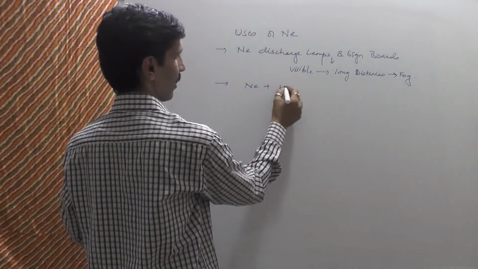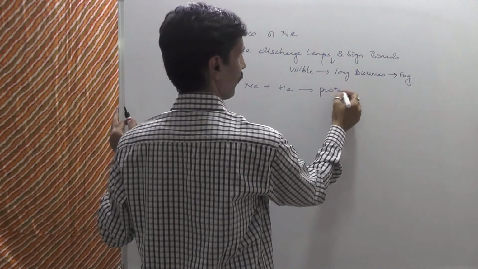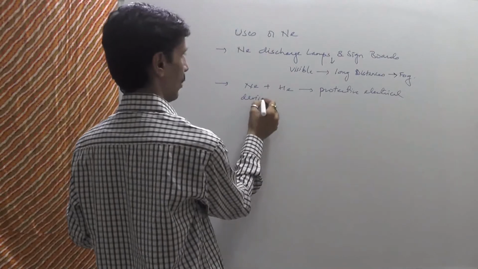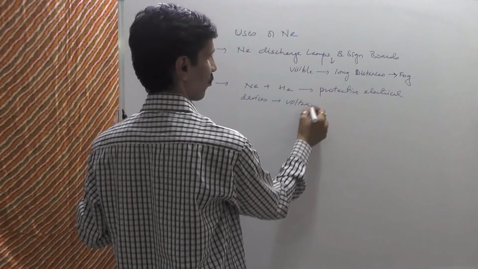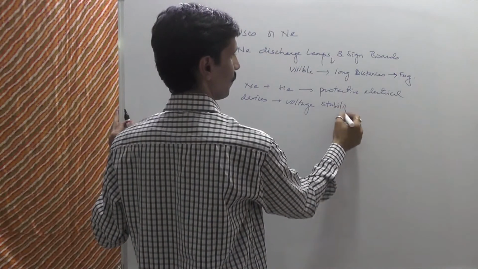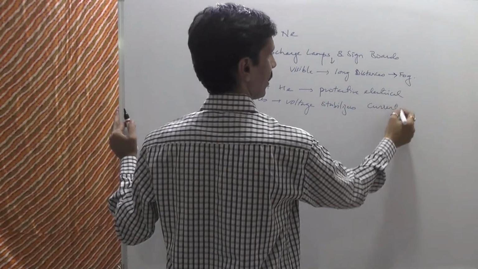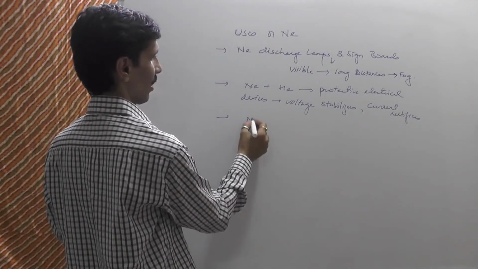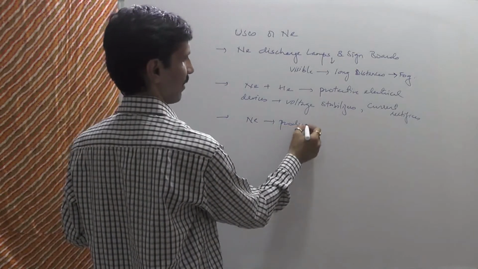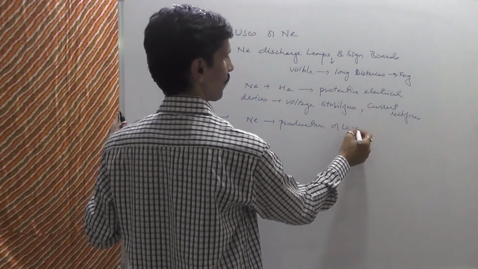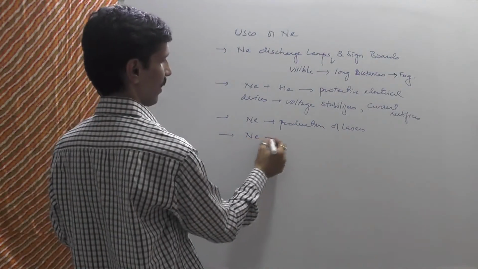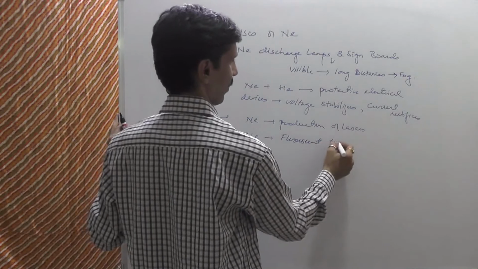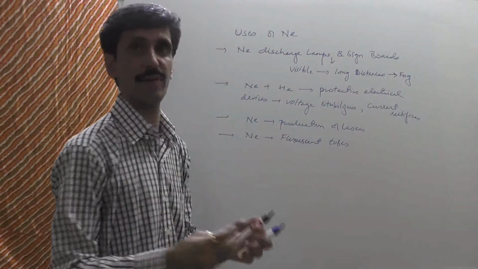Neon and helium together are going to be used in protective electrical devices. कुछ मैं आपको example देता हूं, आप लोगों ने जरूर ये सुना होगा, and that is voltage stabilizers और current rectifiers. Okay, ये devices में इसका इस्तेमाल किया जाता है. Next is, neon का इस्तेमाल किया जाता है for the production of lasers, और आखिर में neon का इस्तेमाल किया जाता है for fluorescent tubes, which is of course having a very high intensity and having a very high glow.